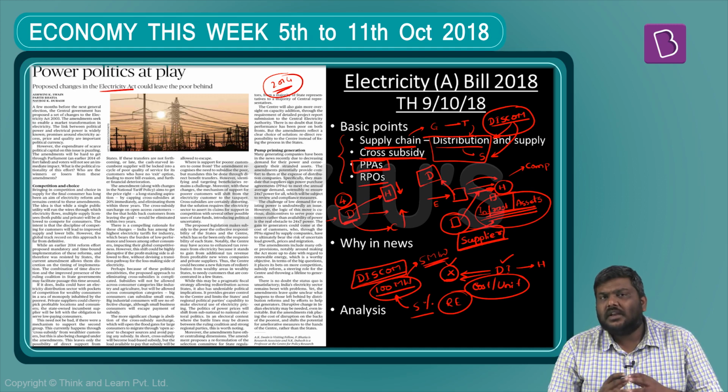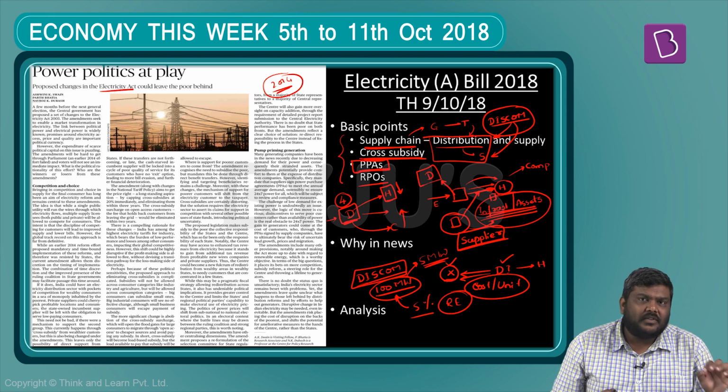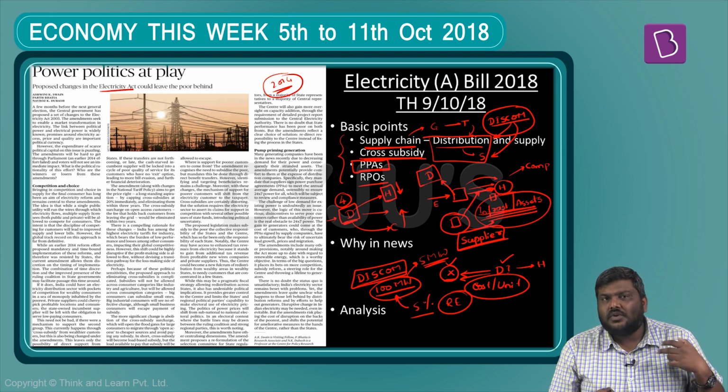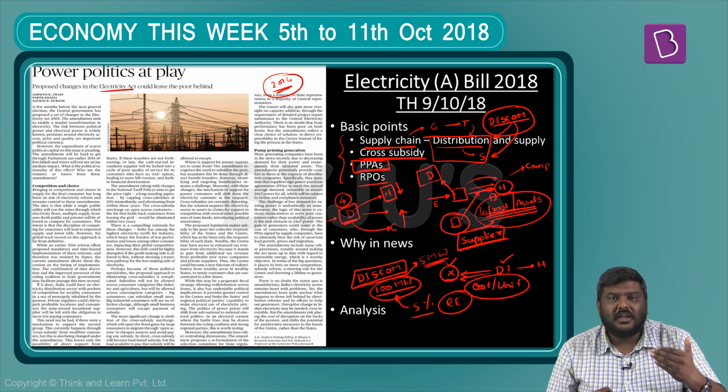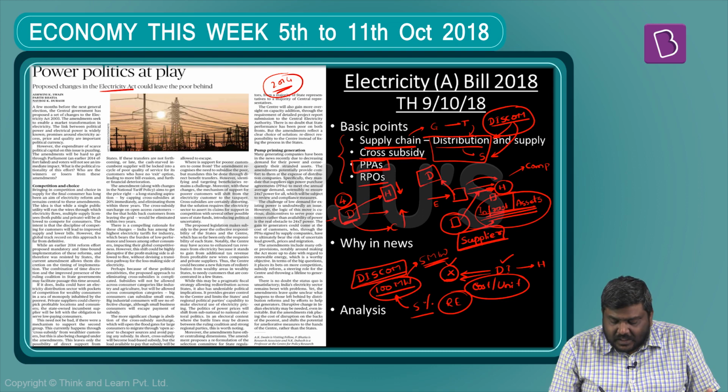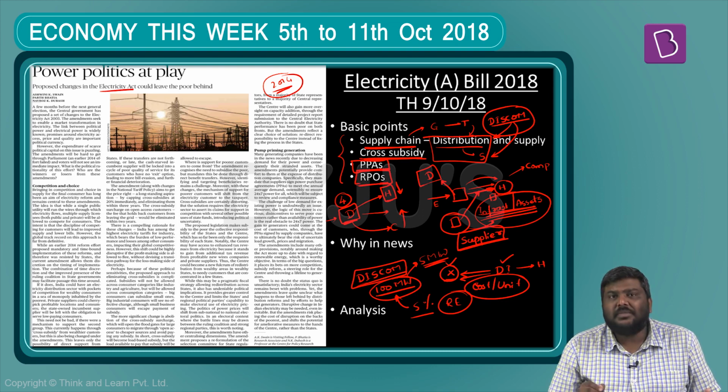So this has been done in order to ensure that there is a market for renewable energy, and also to ensure that the dependence on fossil fuel will be reduced and there will be dependence on renewable energy. So basically this condition is called a renewable purchase obligation. Now, what is there in the news?